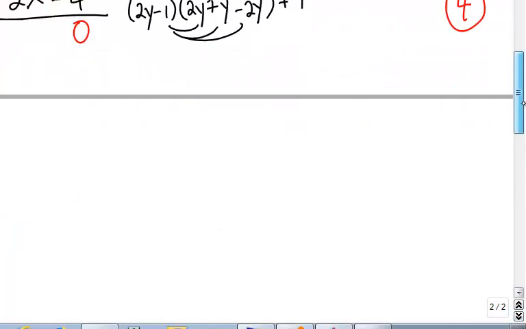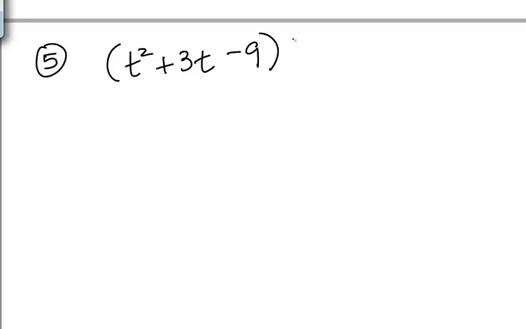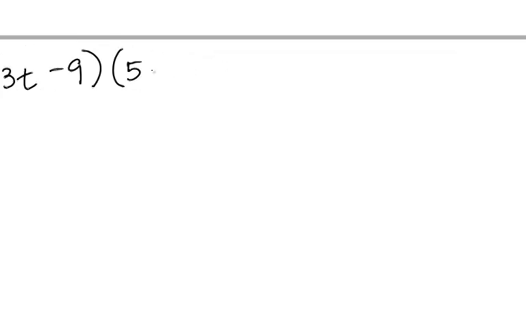This is example 5. They will write a problem trying to mess you up. Okay, don't let them do it. T squared plus 3t minus 9 times, look at that quantity, times the quantity 5 minus t to the negative 1. Look at that negative 1 exponent. The negative exponent, what's that going to do? Just going to move it down to the denominator.